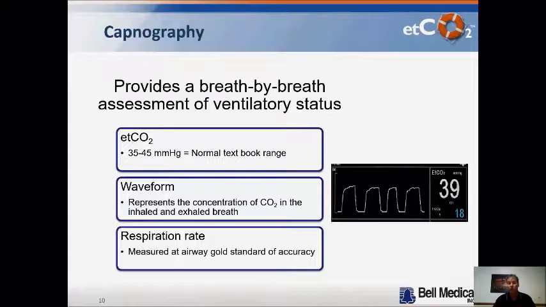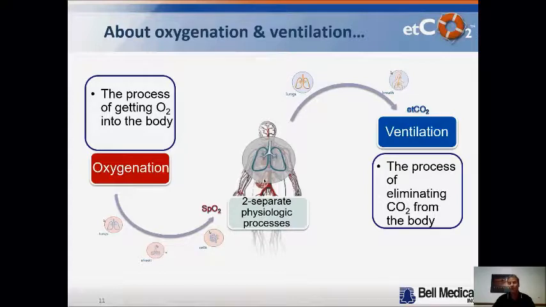The waveform represents the concentration of CO2 in the inhaled and exhaled breath, and then all those waveforms together end up with a respiratory rate. So once again, as you inhale air, you're oxygenating the body and giving them the ability to take in oxygen, and the trade-off is the CO2 is trying to be exhaled from the lungs. So oxygen is picked up, CO2 is released, and the process of eliminating the CO2 from the body is basically known as ventilation.